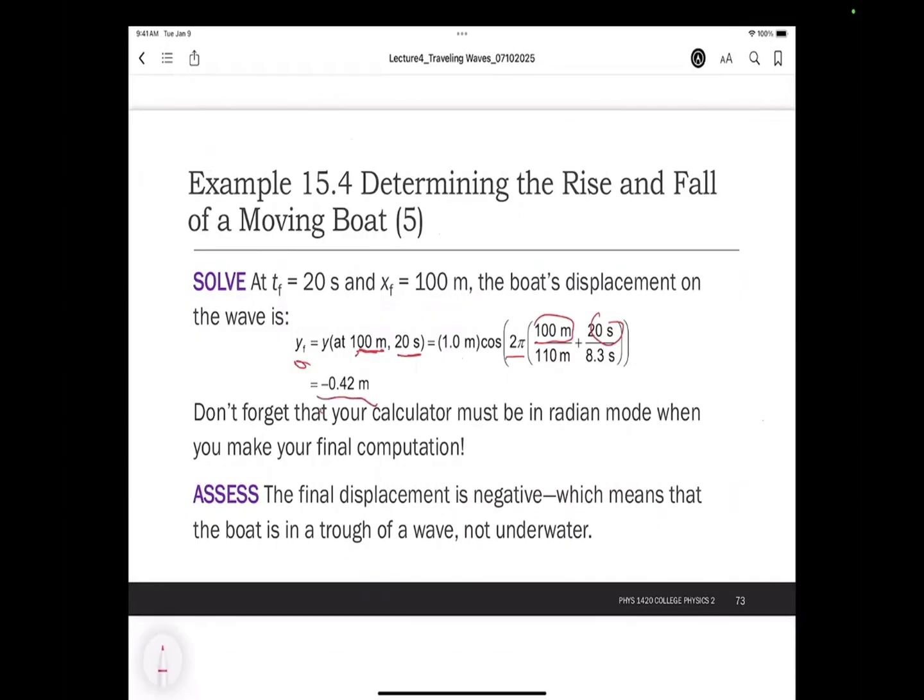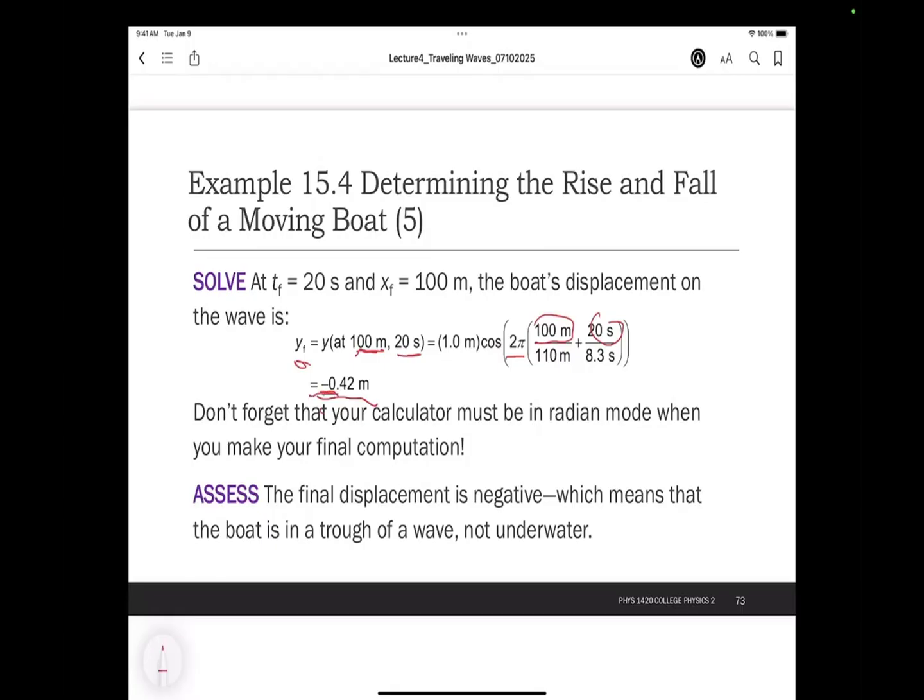Don't forget that your calculator must be in radian mode when you make your final computation. You can see the final displacement is negative, which means that the boat is in a trough of the wave, not underwater.